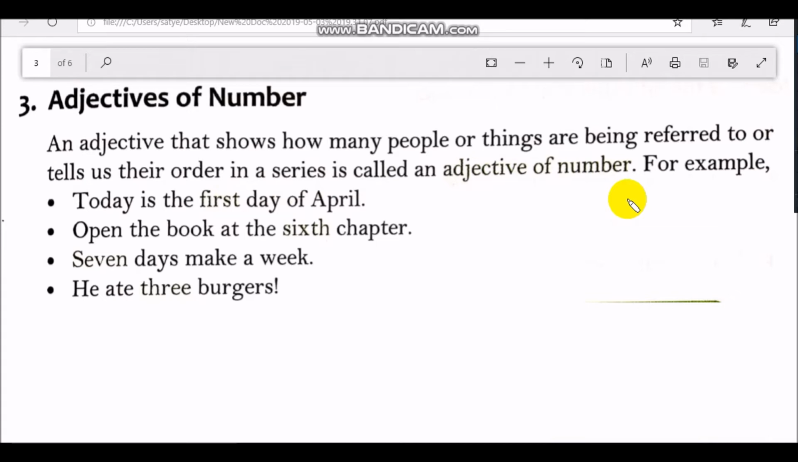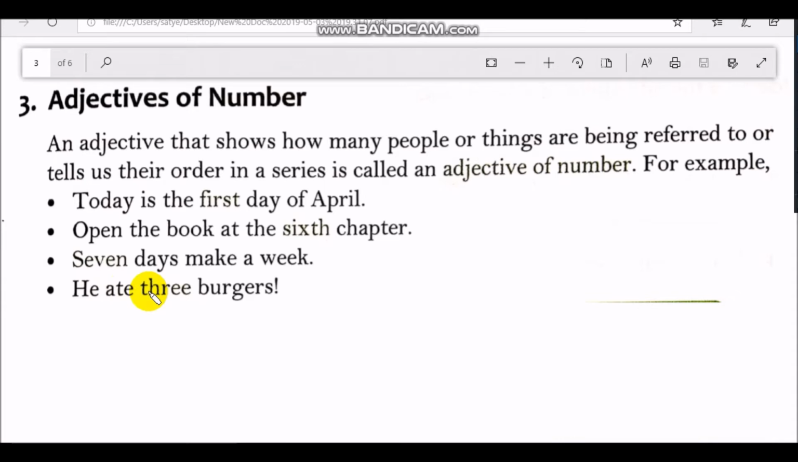What type of number is being referred to here? There are three different sections within adjectives of number. Basically, the ones that show a number, like open the book at the 6th chapter. There is a number: first is a number, 6 is a number, 7 is a number, 3 is a number. That is an adjective of number. But I am going to tell you a little more about this.